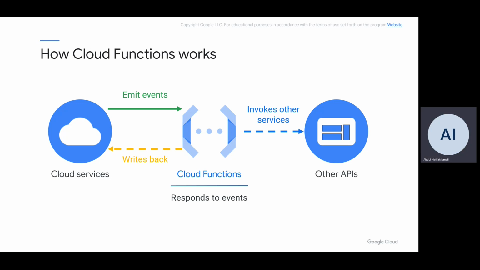So a cloud service emits some kind of event. This can be a Pub/Sub message, a change to a cloud storage object, or a webhook, for example. The event kicks off a cloud function. The function can be written in Node, Python, or Go. The function can invoke other services and write back the results. Building infrastructure is not required when leveraging Cloud Functions.